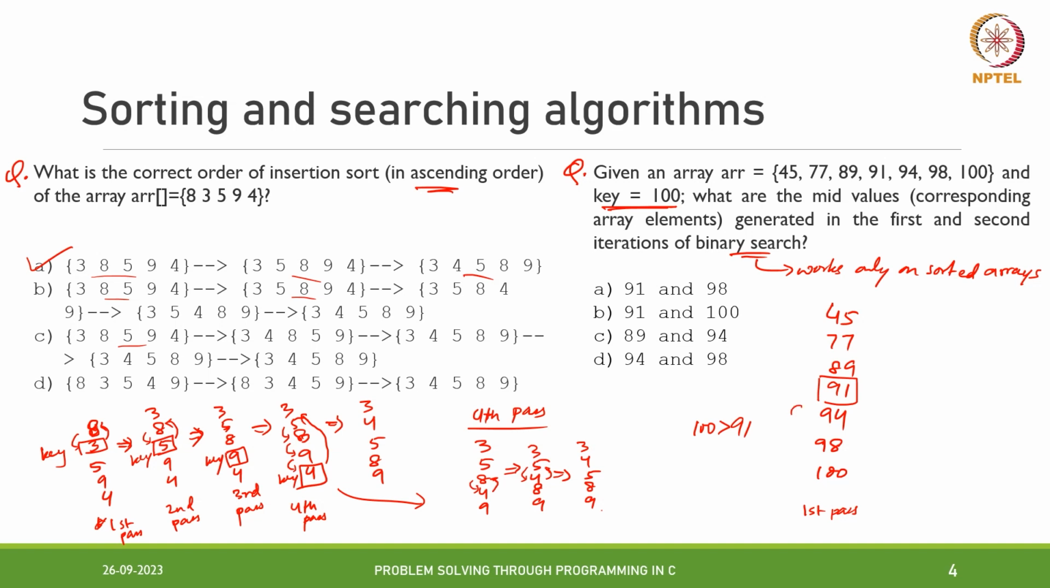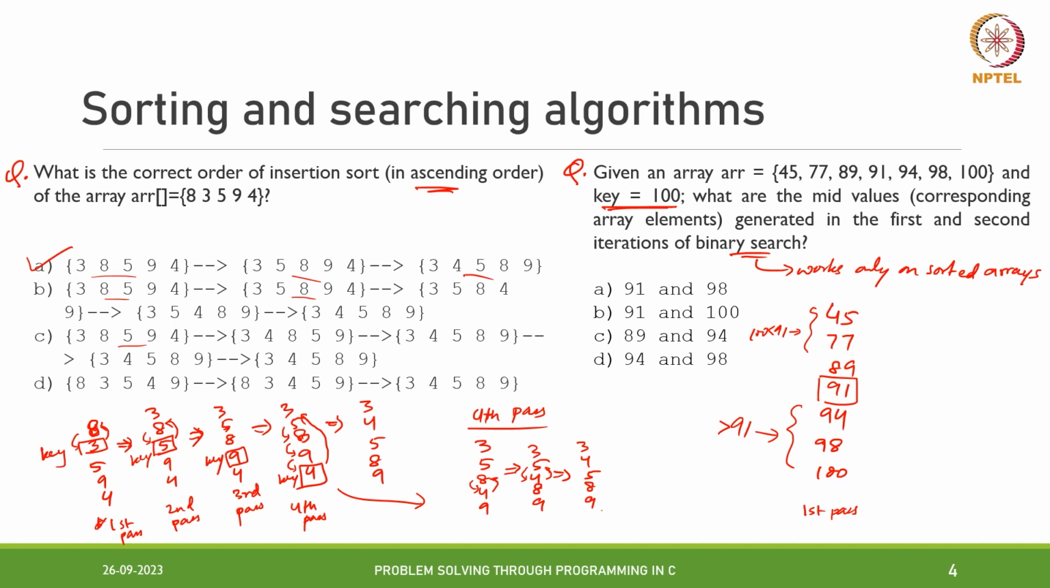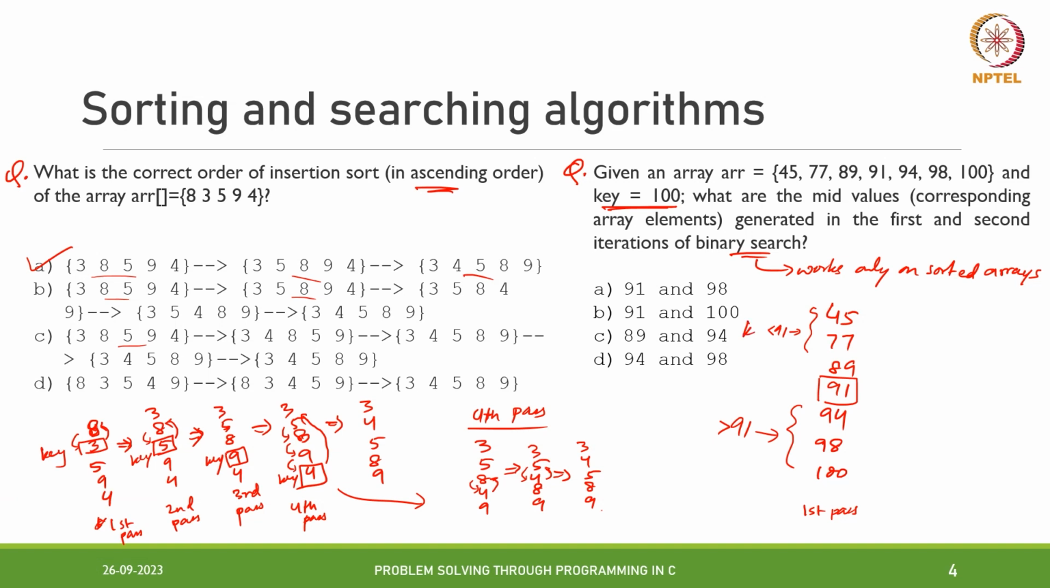If it is greater than 91, we just consider this part. If 100 is less than 91, we just consider this part. Or rather, I should not say it like this. I should say we'll check it with the key. If the key is greater than 91, then we just consider the remaining part of the array. If the key is less than 91, then we consider the lower part of the array. Basically this is why it is called binary search. It will divide the array into two different parts. That is why it works only on sorted arrays.